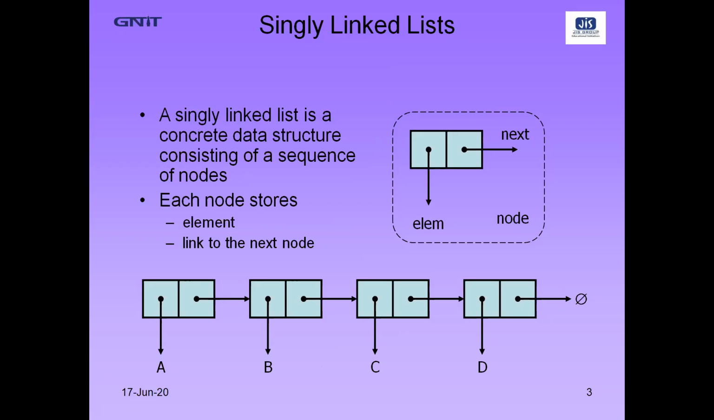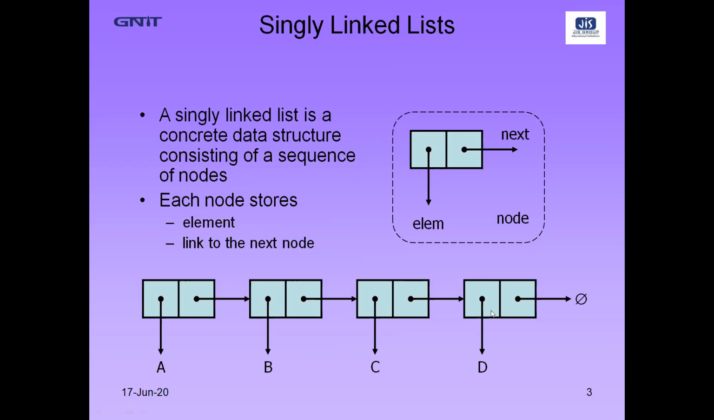Each node stores two parts. One is for the element, in this example A for the first node, and the next is the link to the next node. So in this way the first node points to the next node, and in the next node the data element is B, and it points to the next node. In this case the data element is C, and this node points to the next node.